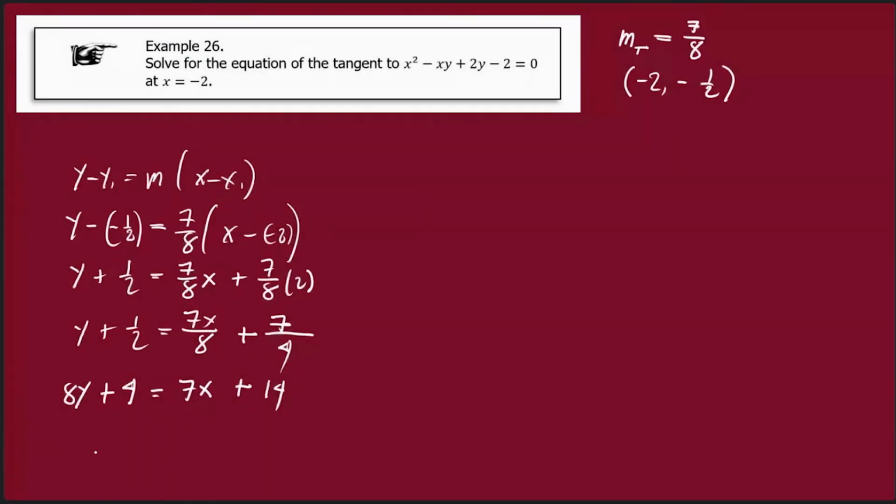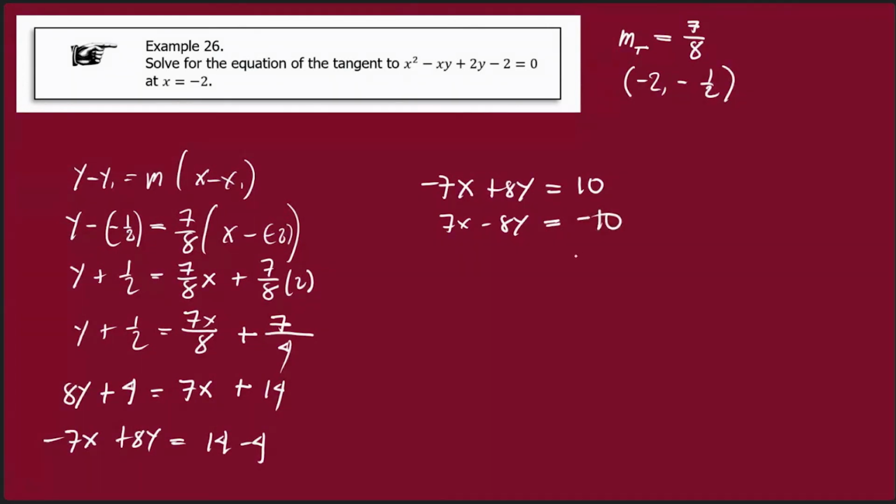Okay, so arrange the equation to get the general form. This is negative 7x plus 8y equal to 14 minus 4. Is this right? So this will be negative 7x plus 8y is equal to 10, or 7x minus 8y equal to negative 10.